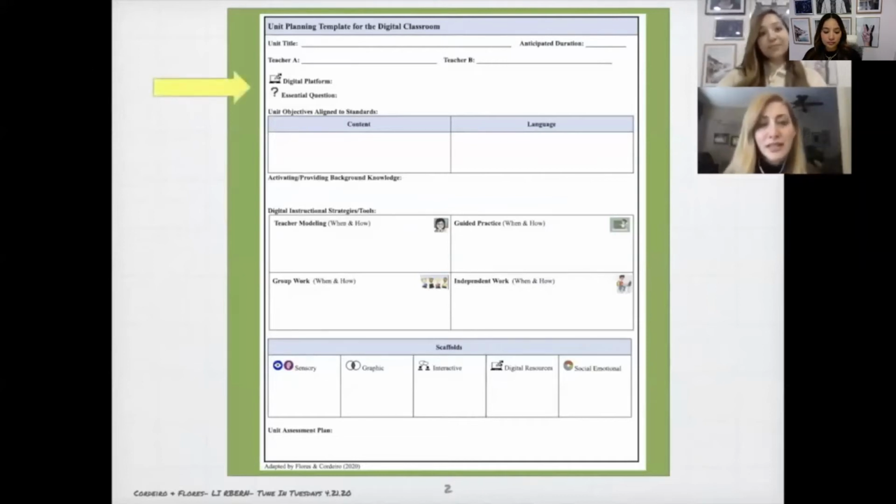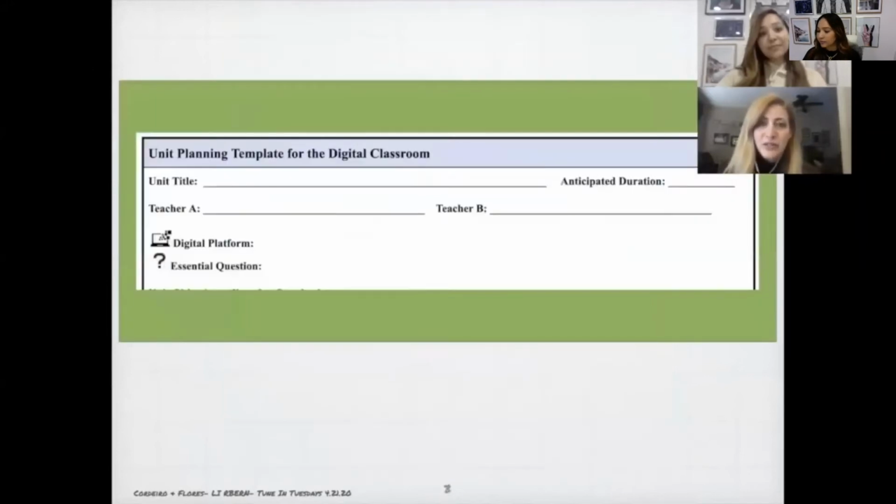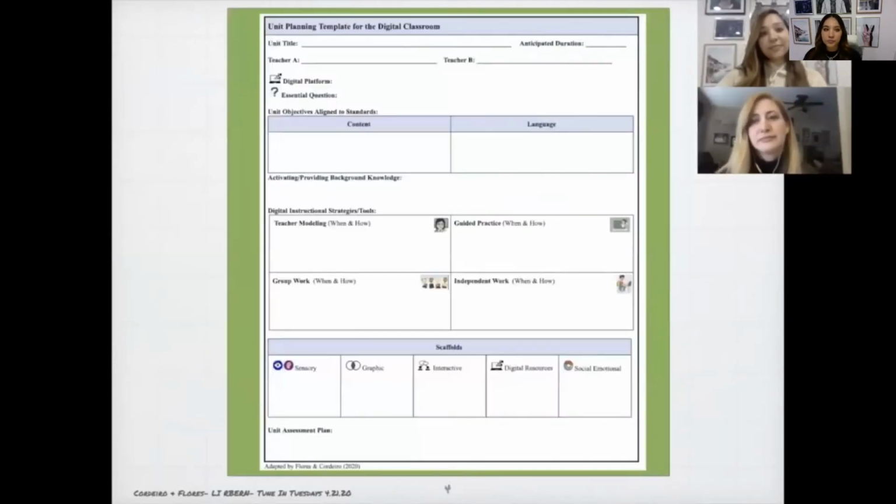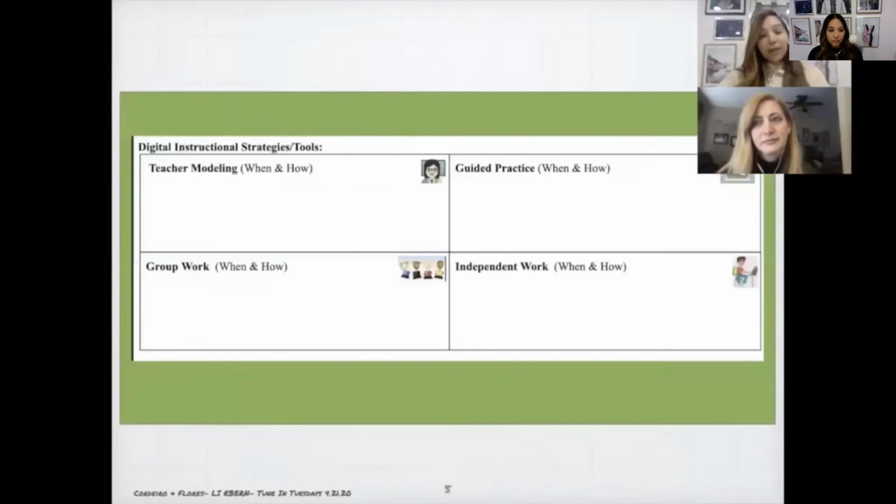As you can see, in addition to anticipating the duration of the unit of study, we're also planning for what will be the best digital platform to deliver instruction. This middle section of the co-planning tool asks us to consider how teacher modeling, guided practice, group work, and independent work will be facilitated through digital tools.